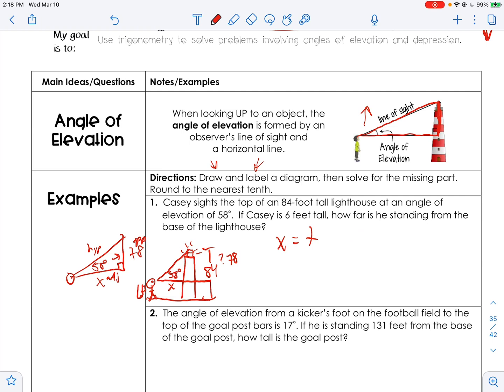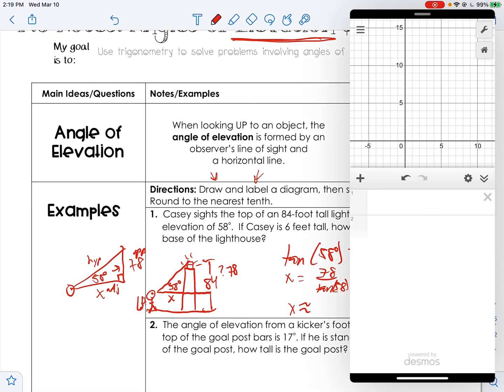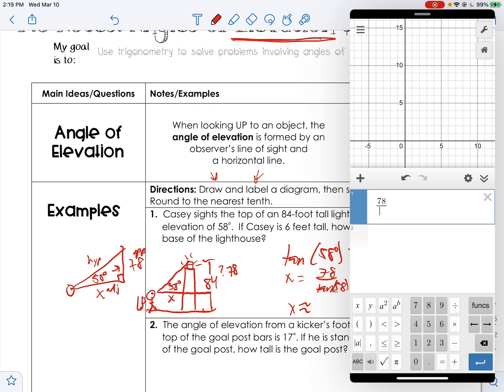Oh, sorry, I misspoke. We have the degrees, so we can put that in here, 58 degrees. And that equals the opposite, 78 over, we don't know. Do the one ratio switch. 78 divided by the tangent of 58 degrees. So x is approximately, need my calculator. Let's see, 78 divided by the tangent of 58, 48.7 feet away.